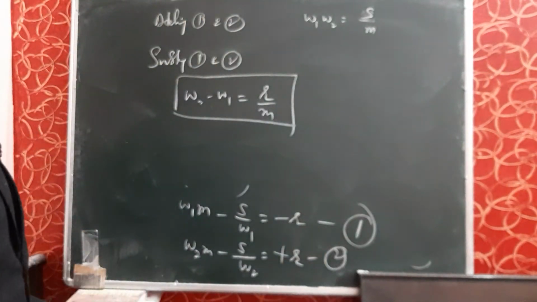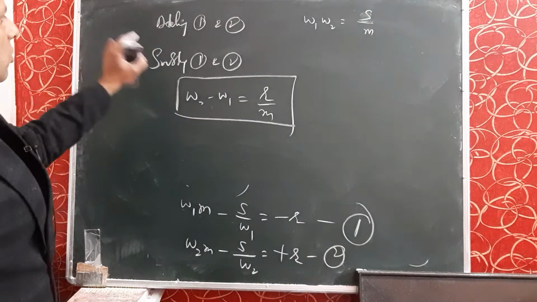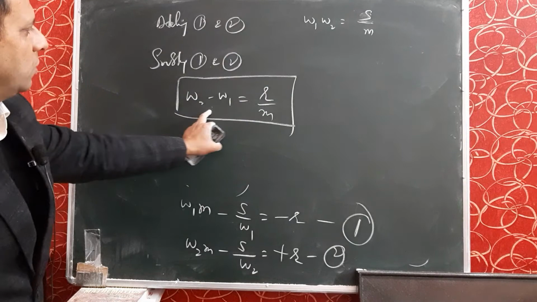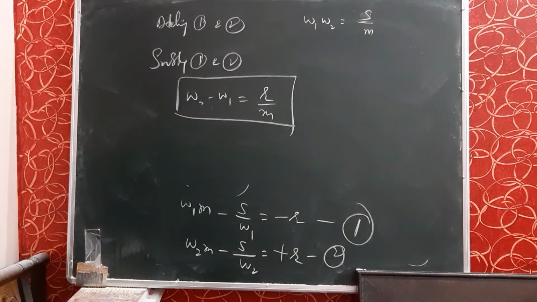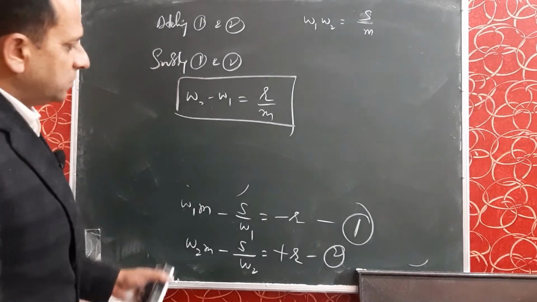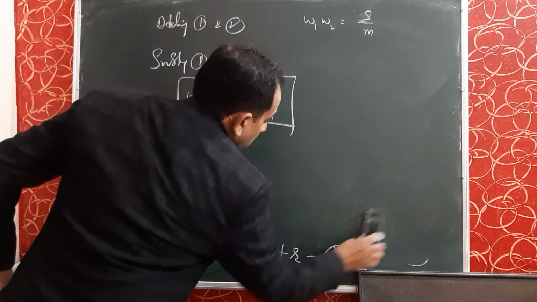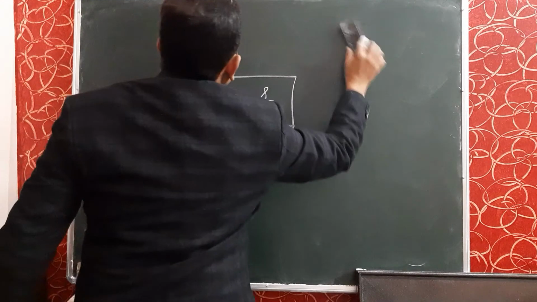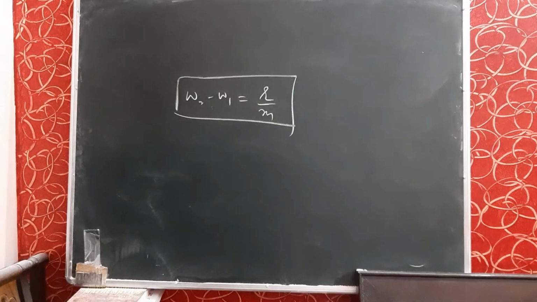On adding and on subtracting you will get different values, and on combining these two results, finally you will get this answer. So this is the bandwidth: omega 2 minus omega 1 is equal to r by m. You can solve these two steps yourself, and finally you will get this answer, the bandwidth.